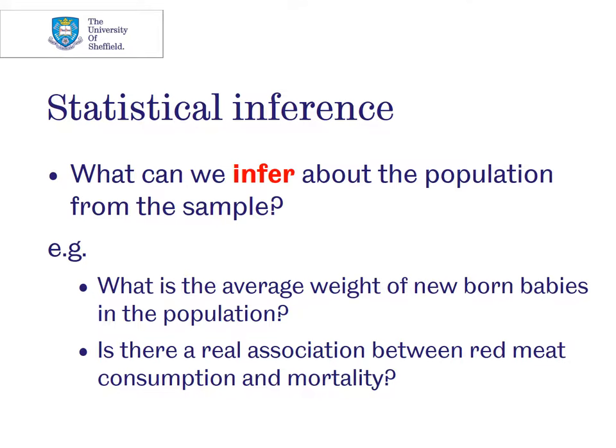And what we really want to do is make some inference about the population from the sample. And that goes beyond simply saying what the estimate of a particular parameter might be. It looks at the extent to which we can be certain about the value of that parameter. So, for example, we might be interested in asking, what is the average weight of newborn babies in the population? Or is there a real association between red meat consumption and mortality? We can look at these statistics from our sample directly, but what we really want to know is, is this a good estimate of what the actual effect or the actual average is in the population?